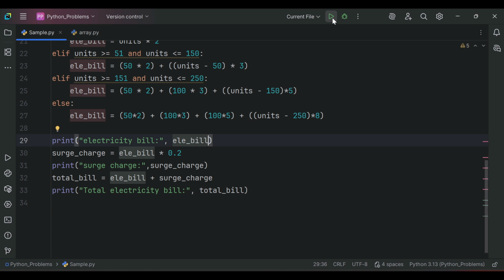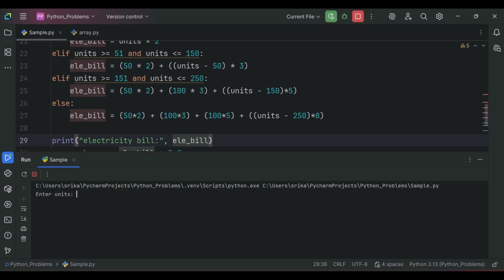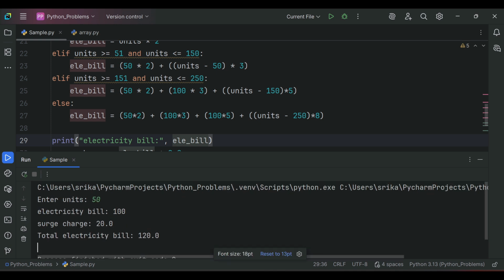Now see clearly, you will understand. Now I am mentioning 50 units. At that time the electricity bill is 100 rupees and the surge charge is 20 rupees. The total bill is 120 rupees.